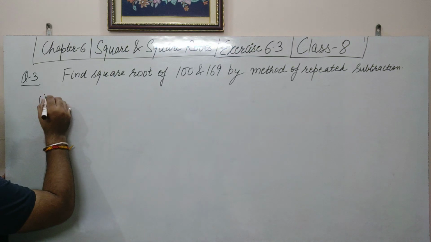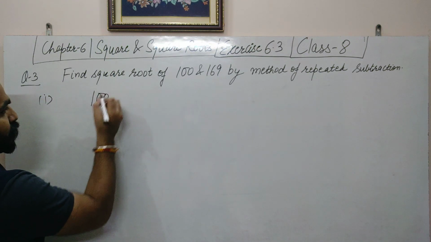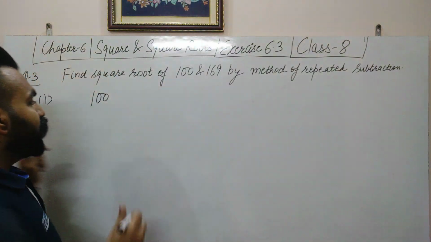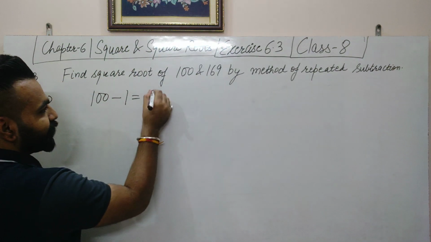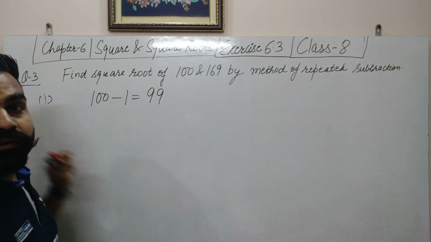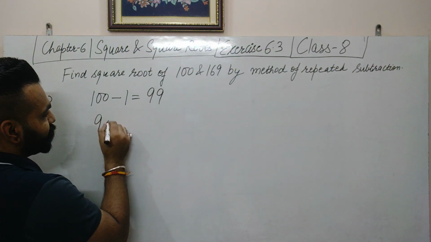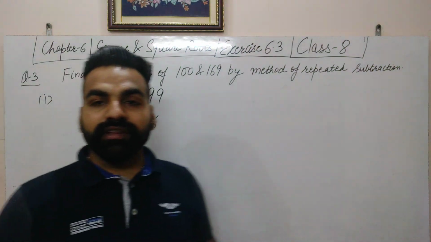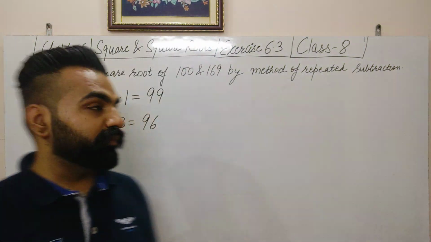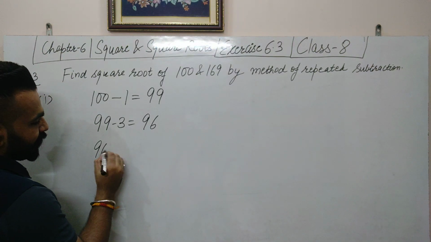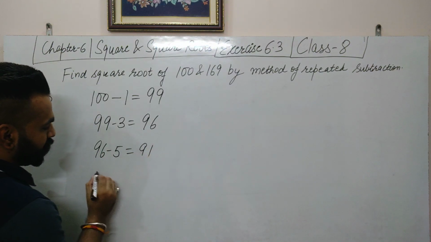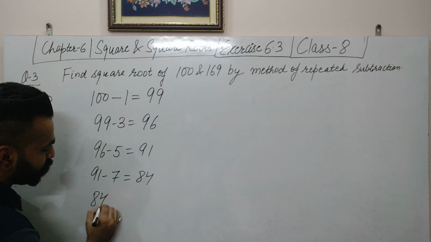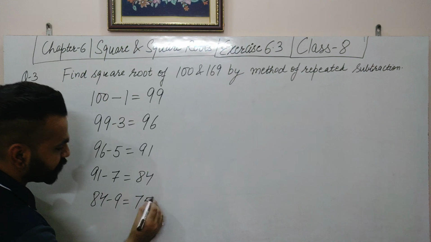So first is 100. We will keep subtracting the odd numbers from the start. So the first odd number is 1. So 100 minus 1 is 99. Next odd number is 3. So 99 minus 3 is 96. And in this way, we will keep on subtracting the odd numbers. So next, 96 minus 5, 91. 91 minus 7, 84. 84 minus 9 is 75.